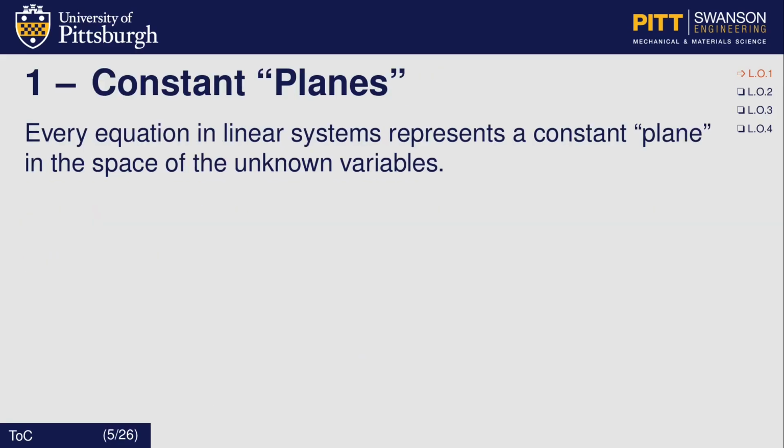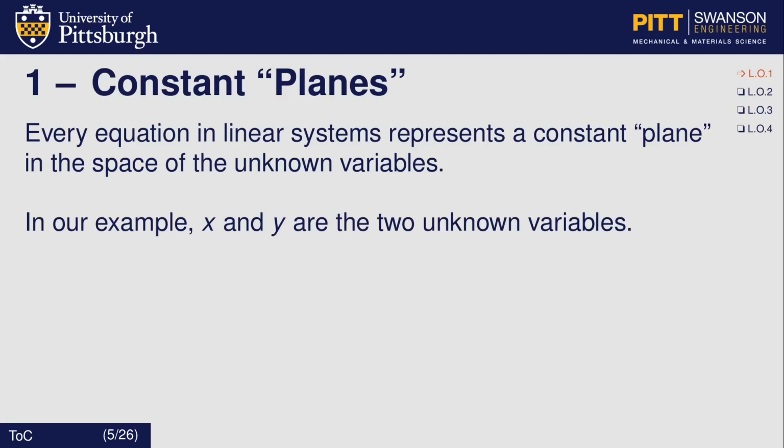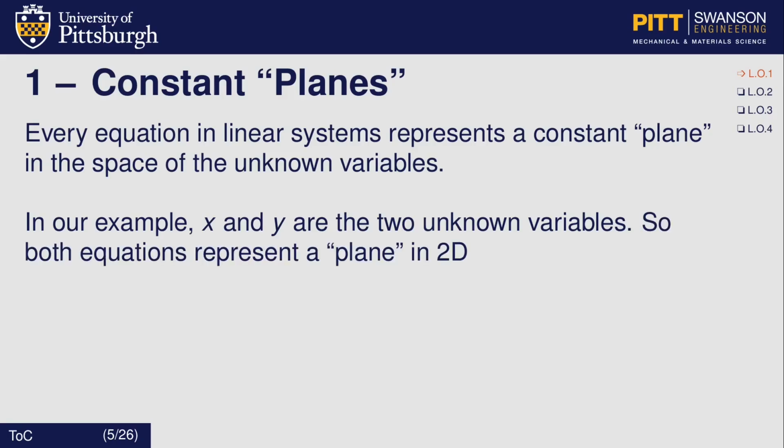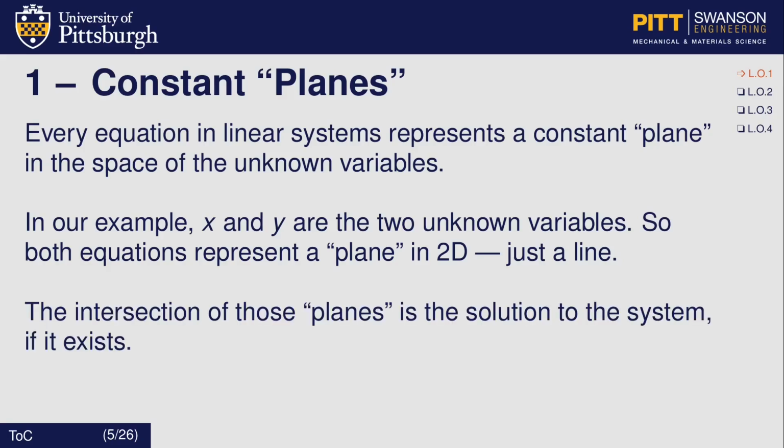Every equation in a linear system represents a constant plane in the space of the unknown variables. In our example with two equations, x and y are the two unknown variables. So both equations represent a quote-unquote plane in two dimensions, or in other words, a line. The intersection point, if it exists, of those quote-unquote planes is the solution to the system.